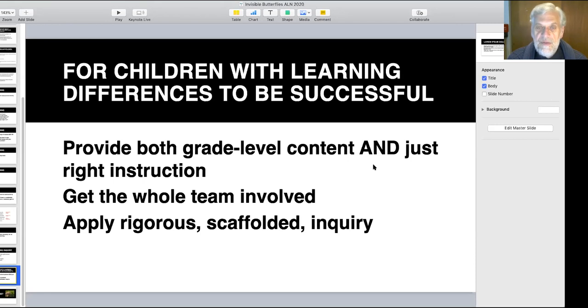So, this is a sort of cumulative slide, a wrap-up slide. We need to get everybody involved. Classroom teachers, these students are their students too. They're not the para students. They're not the special educator students. They're everyone's students. And I'm hoping you can consider these elements of rigorous scaffolded inquiry for the kids you work with.